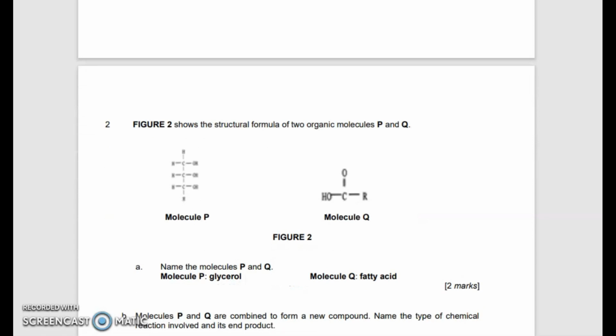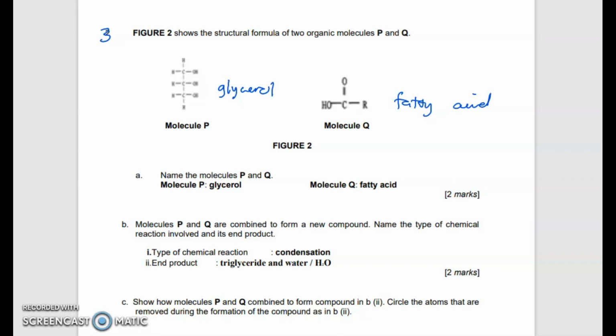Third question actually. Okay, third question about lipid. Figure 2 shows the structural formula of two organic molecules, P and Q. Okay, so look at structure P, look at structure Q, and then label if you know. P is glycerol, Q is fatty acid. Name the following P and Q. So, we already answered just now, 2 marks.